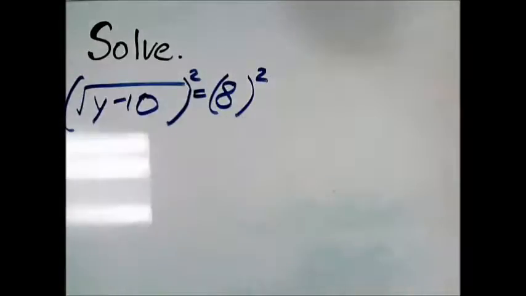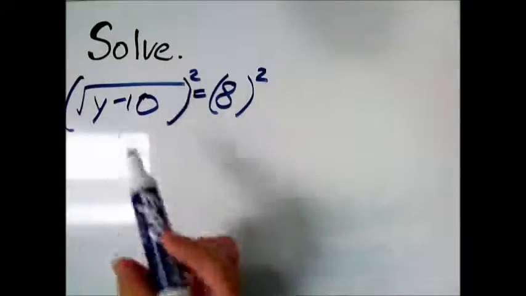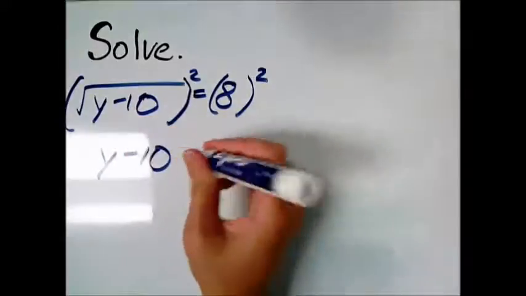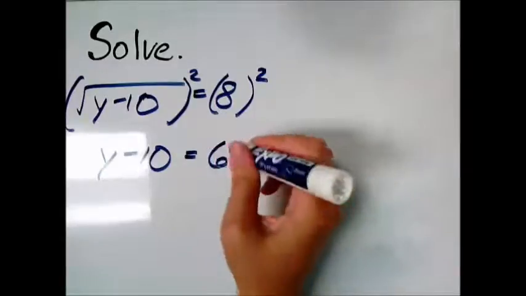Think of an example like the square root of 9 is 3. And if you square that, you get 9 back. So the square root and the squared cancel each other. So I'm just left with y minus 10. And then 8 squared, 8 times 8 is 64.